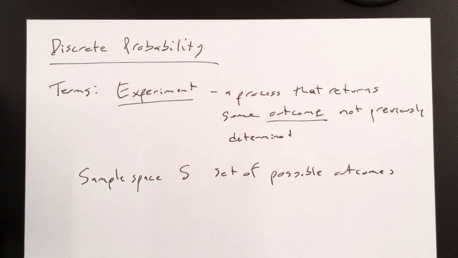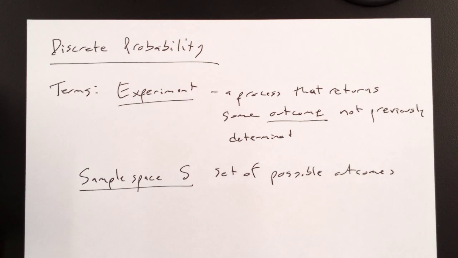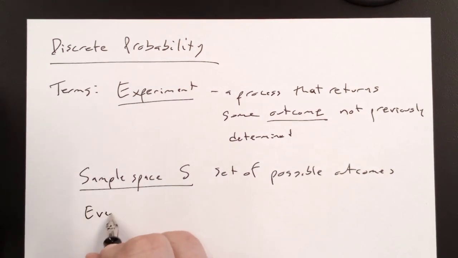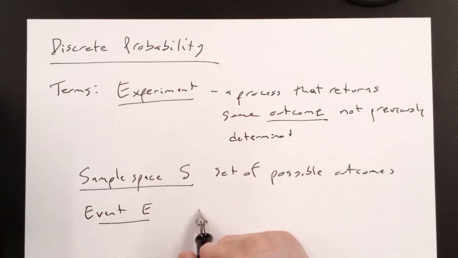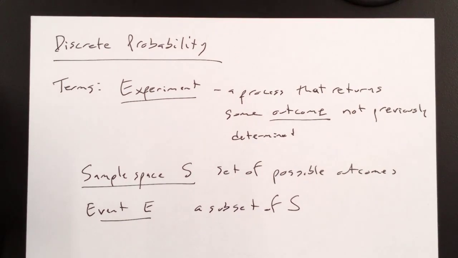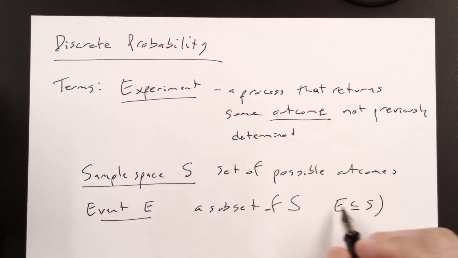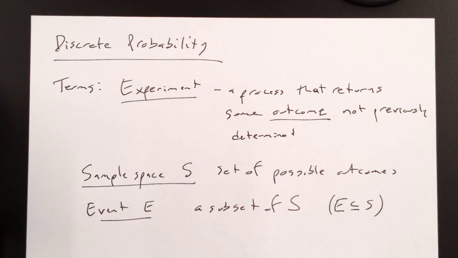My sample space S is the set of possible outcomes of my experiment. Now, this means that we are going to have to define the things in this sample space depending on what sort of experiment we're looking at. And then an event is some subset of S. It could be all of them, but that's kind of boring. So more often we're talking about a proper subset.